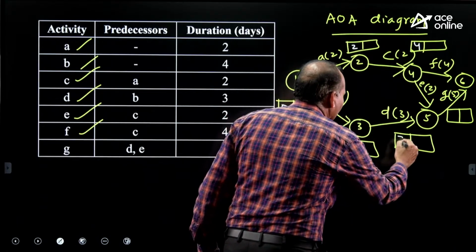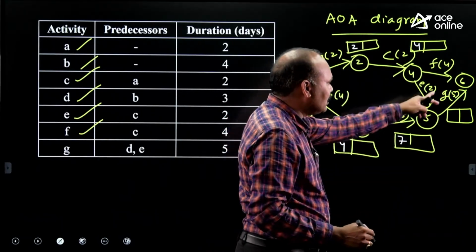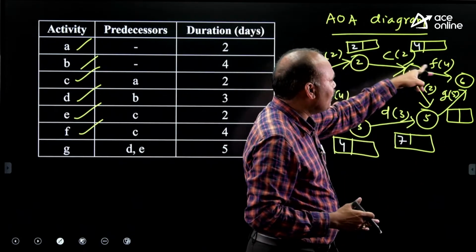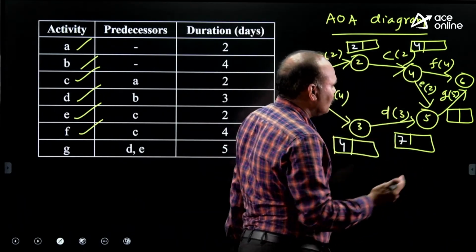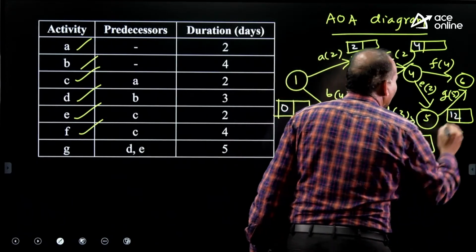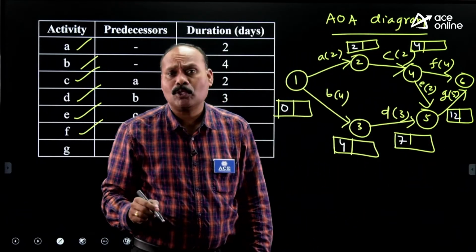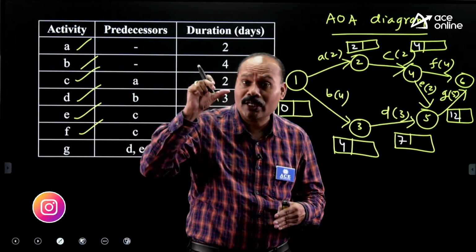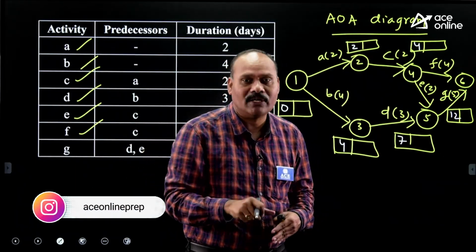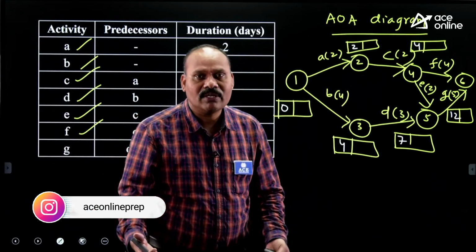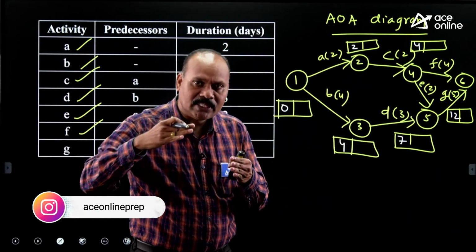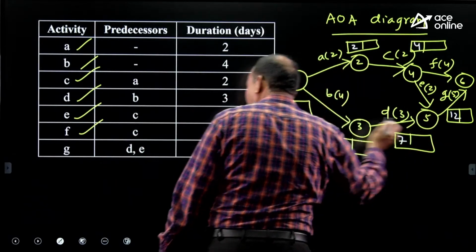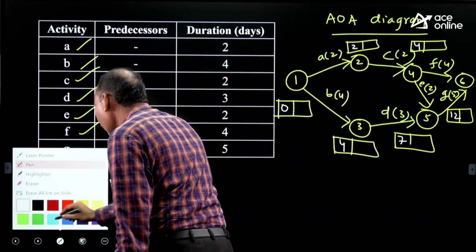So which one can you take? 7. Then the sixth event, again two ways are there. One is F, another one is G. 4 plus 4, 8. 7 plus 5, 12. Which one can you take? 12. The last value is nothing but the project completion time. Coming to latest occurrence times, if a due date is specified, then you can make use of the due date. If the due date is not given, the project completion time will become the due date. So what is the project completion time? 12. That will become the due date.